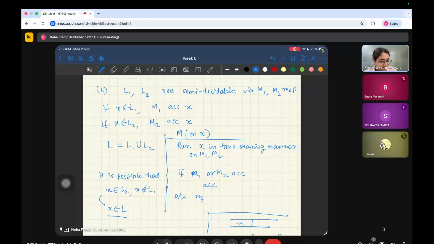The same thing will happen if instead of union you have intersection. If x is in L1 intersection L2, then after some time p, both of them would have accepted by then, and therefore you will accept. The only difference is that or becomes and, that's all. And this was the key thing here, that we don't just simulate one after the other, but we do it in a time sharing manner.